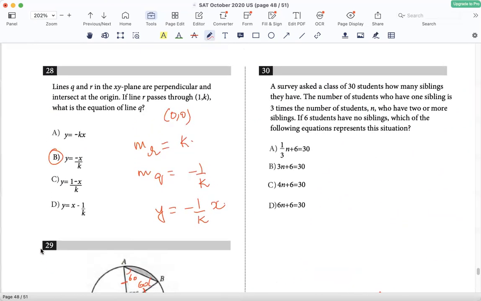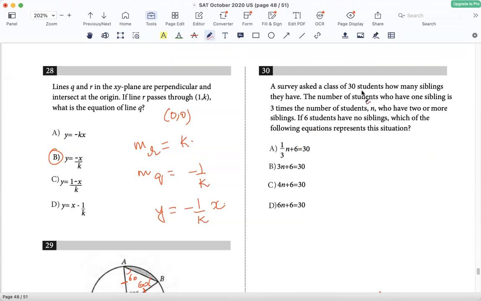A survey asked a class of 30 students how many siblings they have. The number of students who have one sibling is 3 times the number of students who have 2 or more siblings. If 6 students have no siblings, which of the following equations represents this situation?